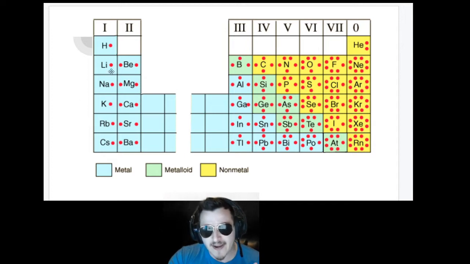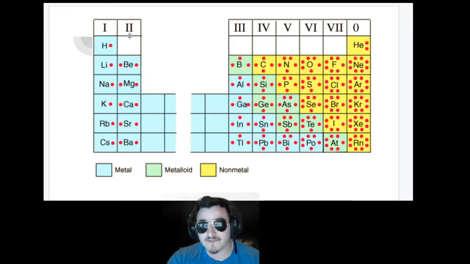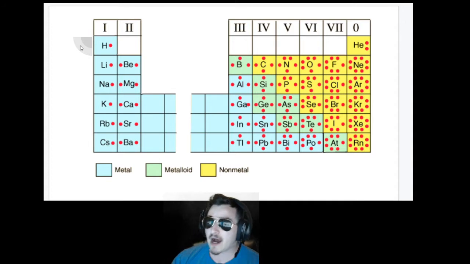So this entire family wants to lose 1 electron. Well, what happens when you lose an electron? If I lose something that's negatively charged, I become positively charged. And so all of these alkali metals, whenever they get involved in a compound and they bond to another element, they gain a positive 1 charge.